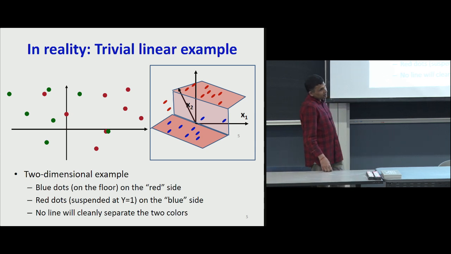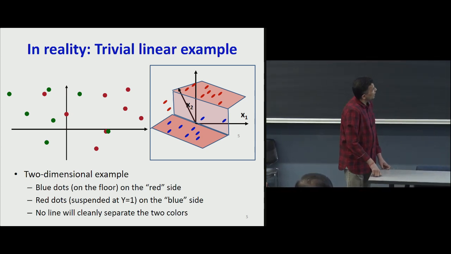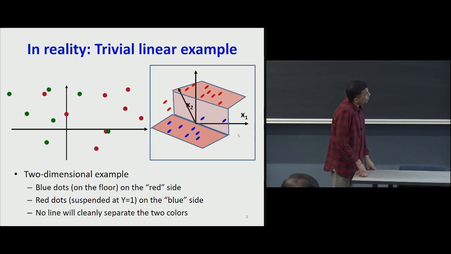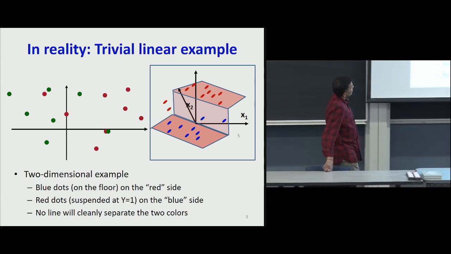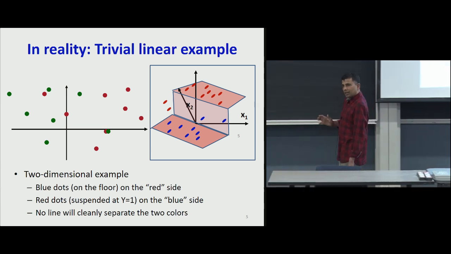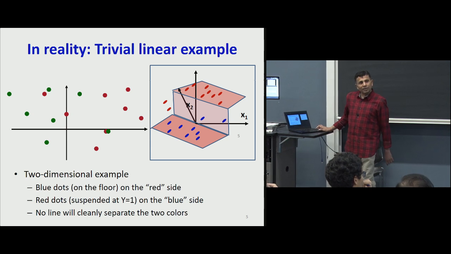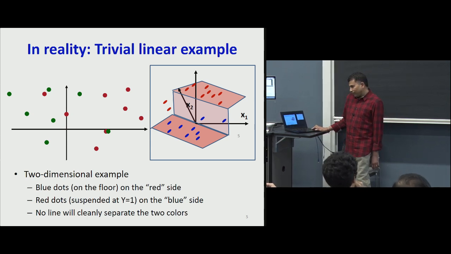But the data that you get are going to have the blue dots suspended on the floor on the red side and the red dots hanging in the air on the blue side. So again, a top-down view of this, you will see that in this figure, there's no nice clean line separating the two sides. You can't say that here's this line, on one side it's all red, the other side it's all green.